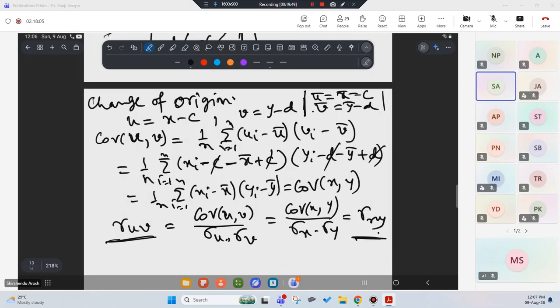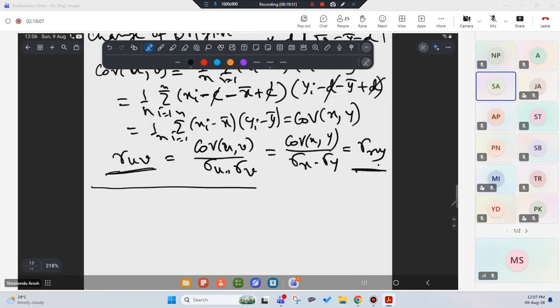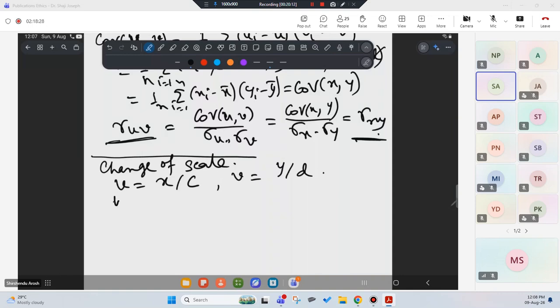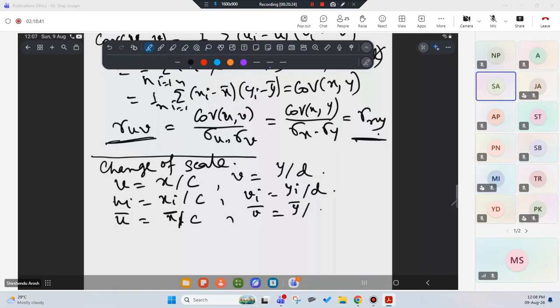Similarly, if we take the change of scale, let's take u is equal to x by c, and v would be y by d. Both c and d remain constant. So ui would be xi by c, vi would be yi by d, and u bar would be x bar by c, and v bar would be y bar by d.